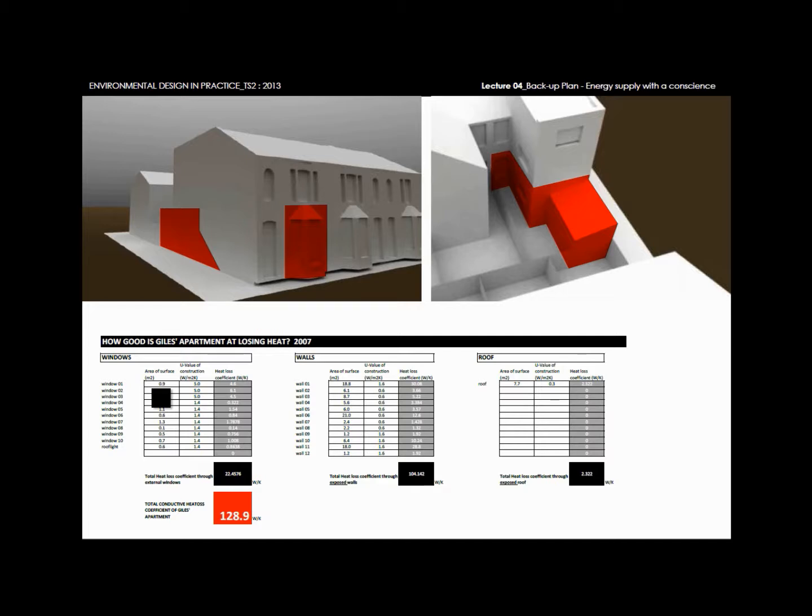All that you had to do was to multiply the area of each surface by the U value of each surface, and adding all those numbers together gave you a total, what we call the conductive heat loss coefficient for your apartment, or, put into English, a measure of how good your home is at losing heat.